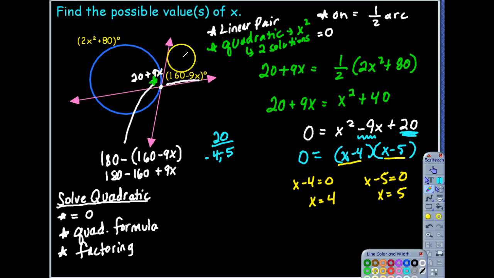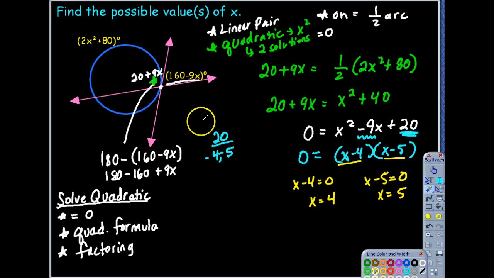All right, now it said find the possible value or values of x. Now, x is not an actual angle measure or an actual arc measure, so you want to make sure you check to make sure that it works, okay? So if I put 4 in for x here, I'm going to get 2 times 16 plus 1 plus 80. That's going to give us 112.